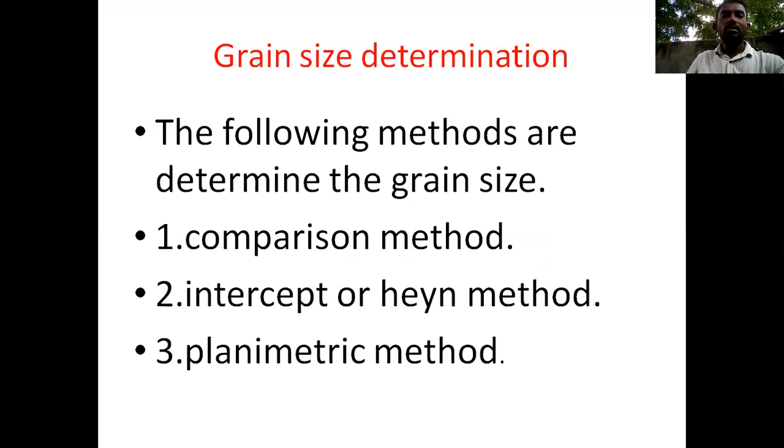The next topic is grain size determination. In the solidification process, the grains will be formed. So how do we find out the grain size? We have some methods. By choosing these methods, we can find out the grain size. Generally we have three types of methods. The first method is the comparison method, the second is the intercept or Heyn method, and the third is the planimetric method.